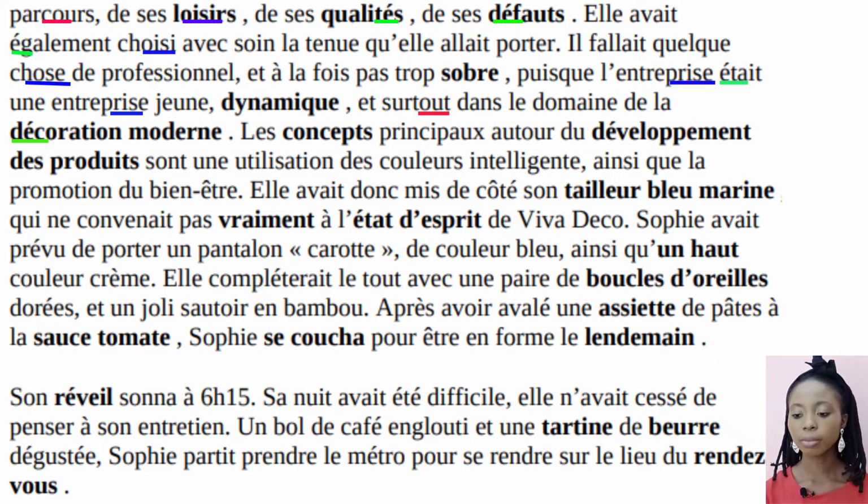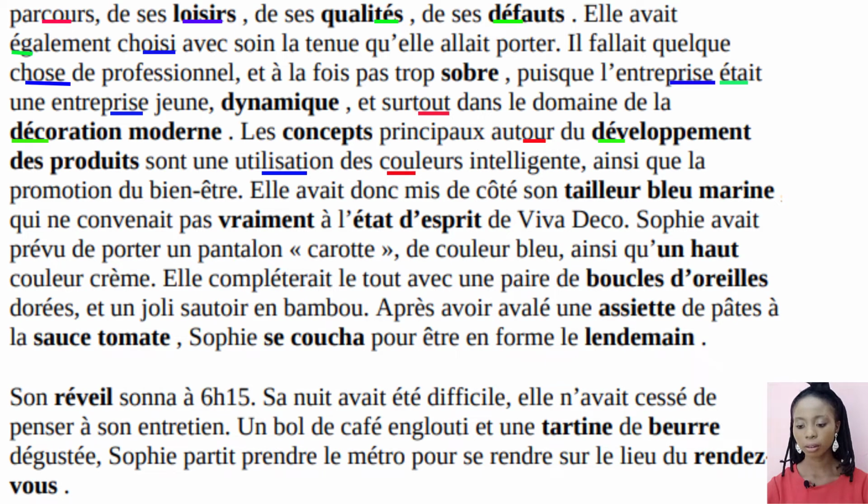Décoration moderne. Les concepts principaux autour, can we see our O sound as well? O, then T plus O. Autour du D. Our E accent aigu, développement. Autour du développement des produits sont une utilisation. Our S in between two vowels is there. We could have E and A and our S in between. We have utilisation des couleurs intelligentes ainsi que la promotion du bien-être.